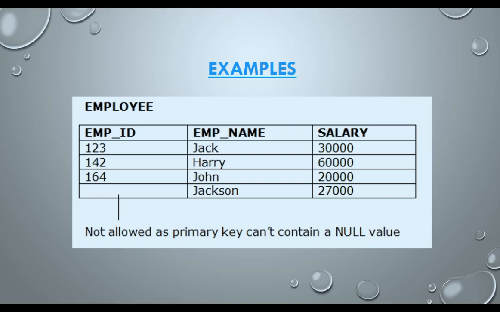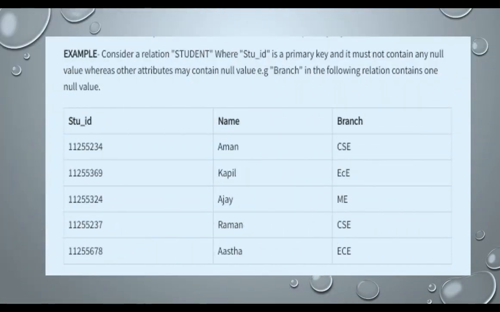Now consider an example in which a relation employee contains three attributes: employee ID, employee name and salary, from which employee ID is a primary key. So employee ID cannot keep a null value and also cannot be given the same value as the other tuples have. Now take another example in which consider a relation student where student ID is a primary key. This relation follows the entity integrity rules as the primary key has a unique and not null value. Whereas other than prime attributes, they may contain null or similar values in the relation.